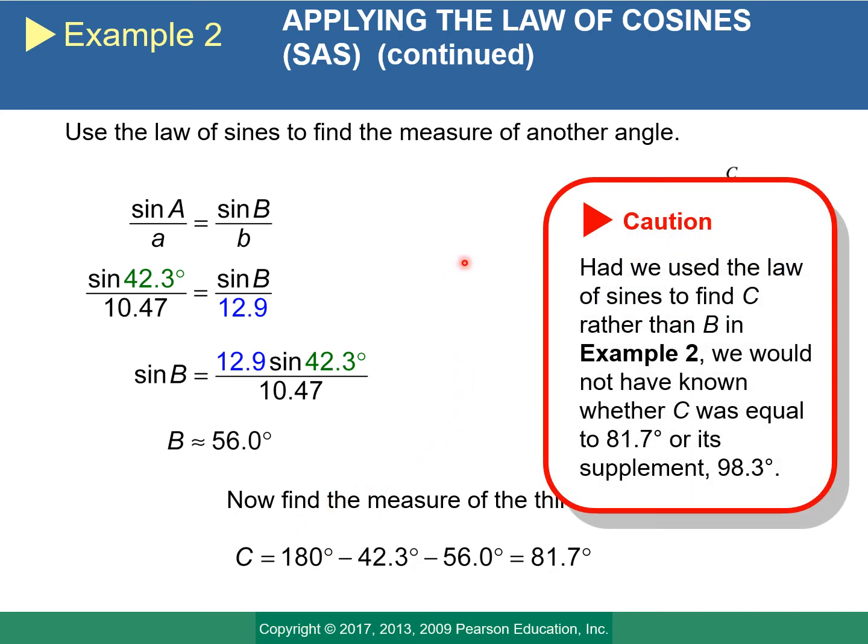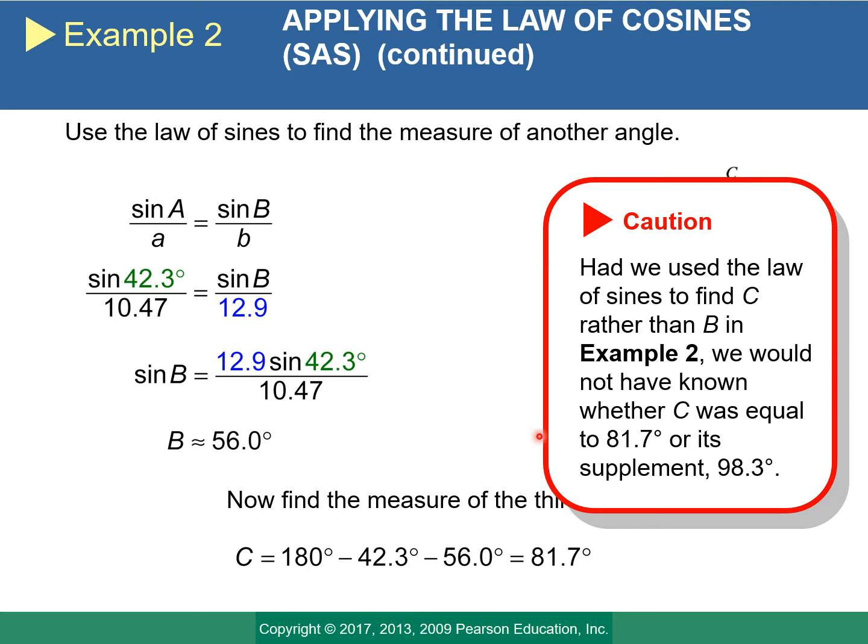So I was mentioning why we should pick angle B, the smaller of the 2, and here's why. Had we used the law of sines to find C, which was the larger of the 2 remaining angles, rather than B, we wouldn't have known whether to pick 81.7 or its supplement 98.3.